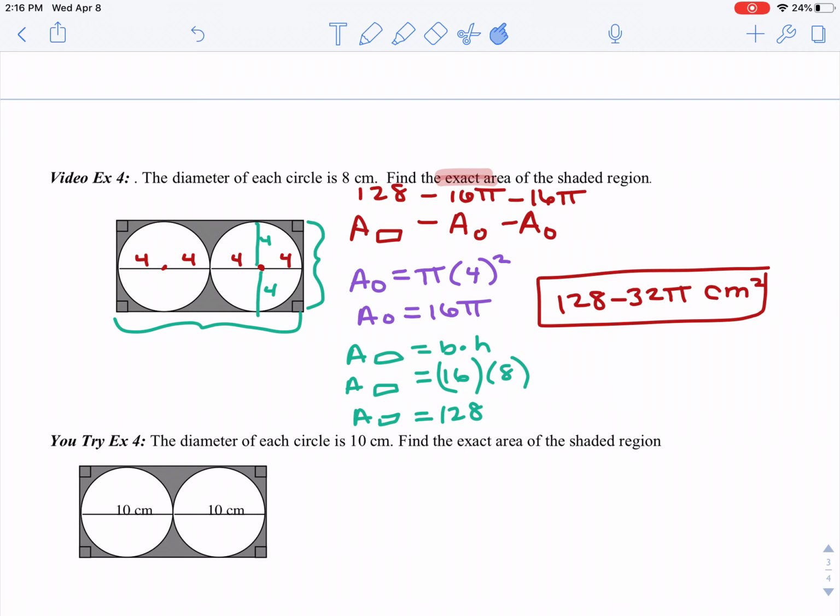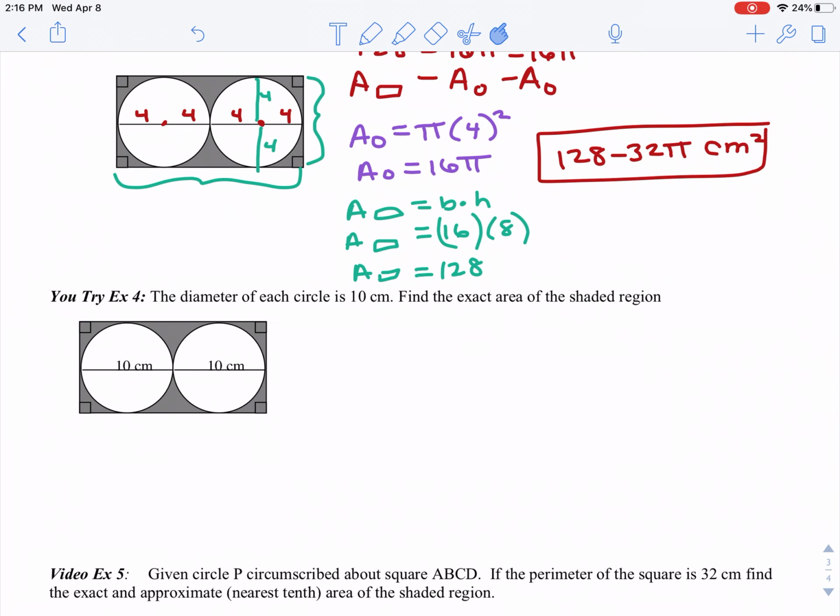So you give this a try. The diameter of each circle is 10 centimeters. Go ahead and find the exact area of the shaded region.